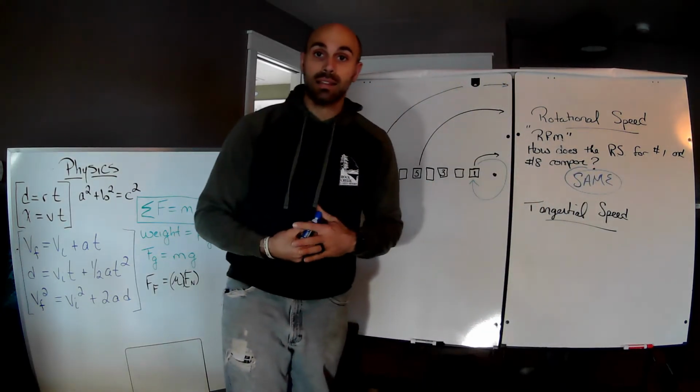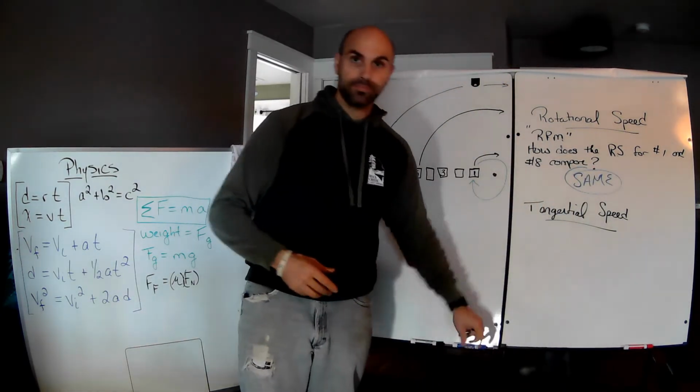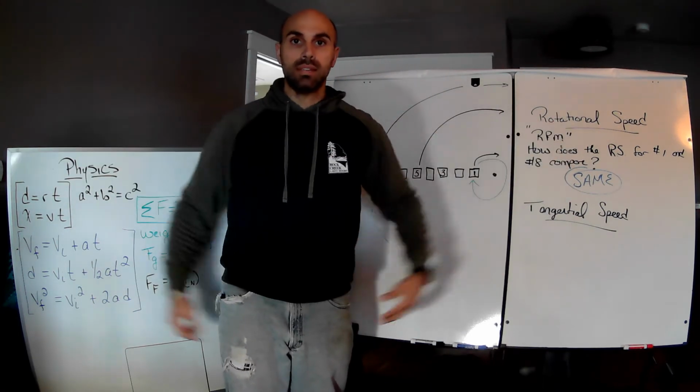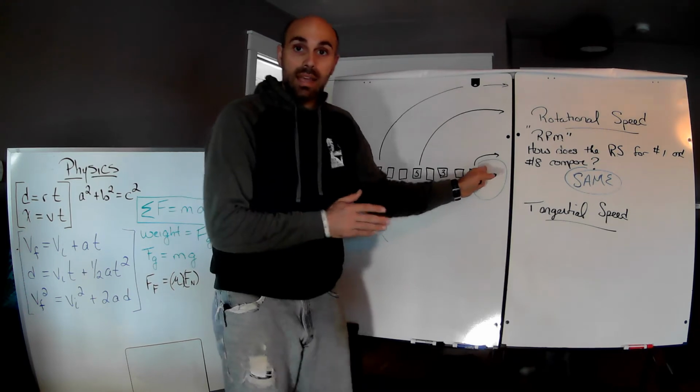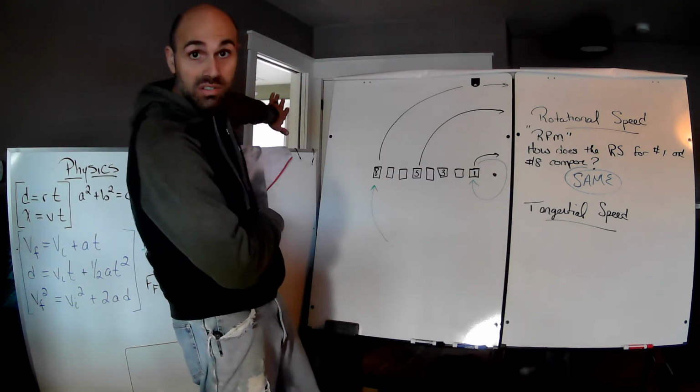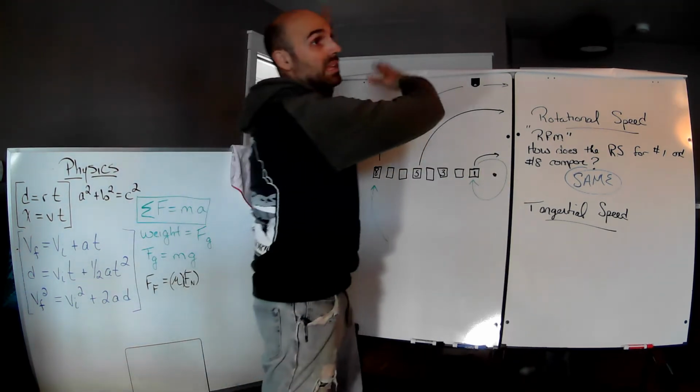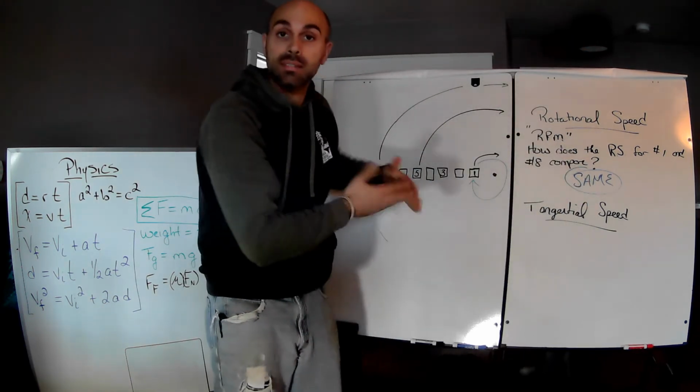They are exactly the same. It doesn't matter how big your circle is. If you have someone right on the inside and someone a mile out on the outside, they're still going to make that turn in the same amount of time.